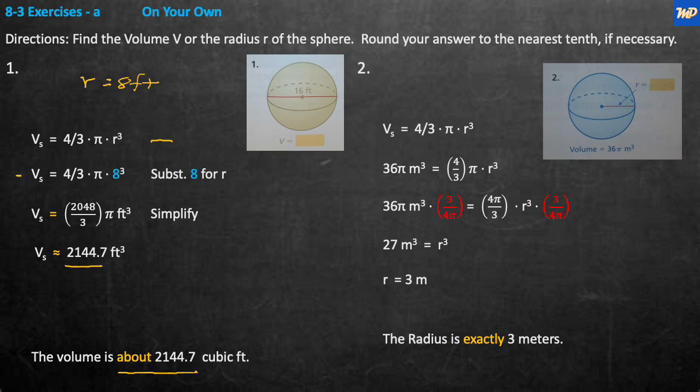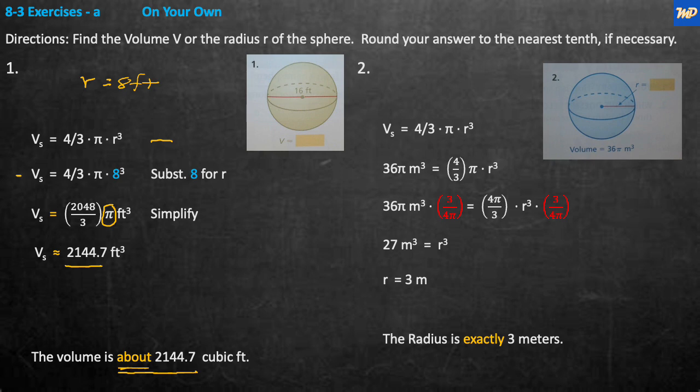And as you see here, it's about 2144.7. And as we've talked about before, why is it about? Because the moment you take and convert this pi right here to any decimal equivalent, and I don't care how many decimal digits you have, it's always going to be an approximation because pi goes forever. It's hard to think of, but think about it. Pi never stops. Okay, so there it is. It's an approximate. Therefore, we say it's about 2144.7. It is exactly 2048 divided by 3 times pi feet cubed. Exactly that answer.